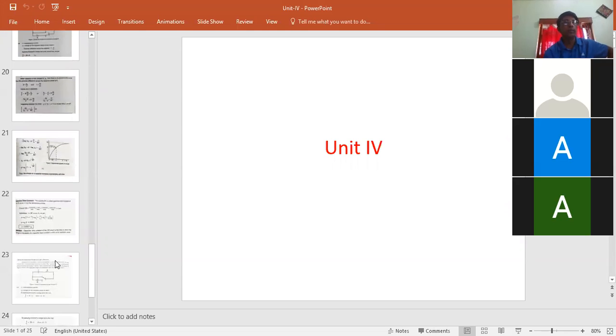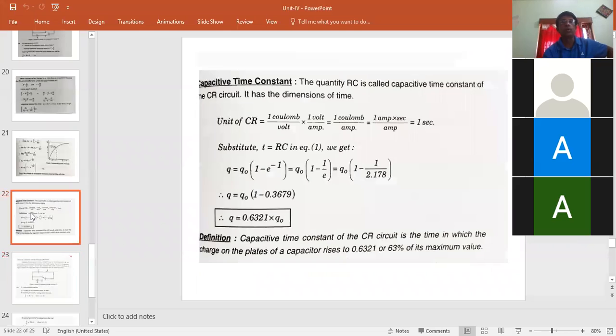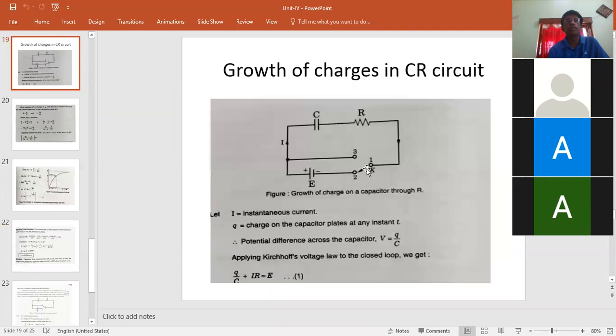Yesterday we discussed the growth of charges in the CR circuit. In that CR circuit, we came to know that whenever the key is at the 1 to 2 position, the capacitor and resistor are in series with the battery of EMF E.